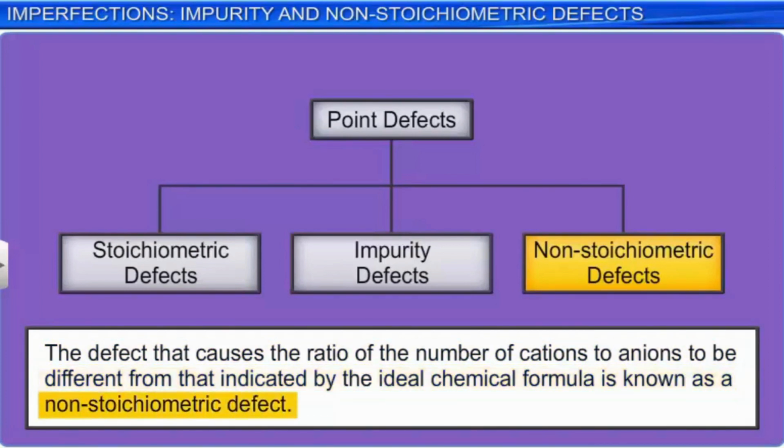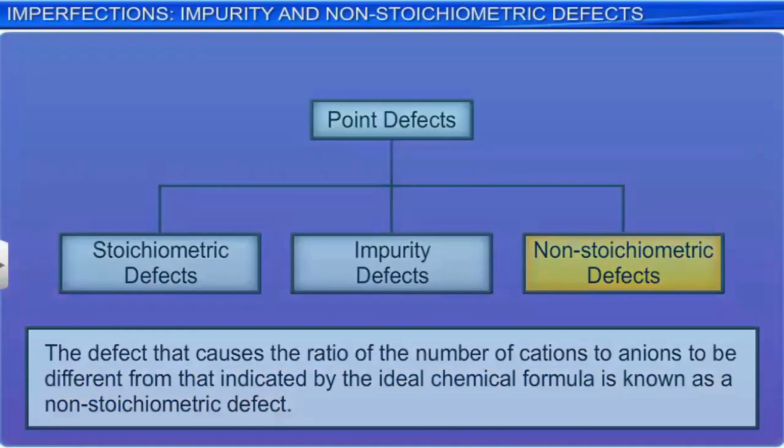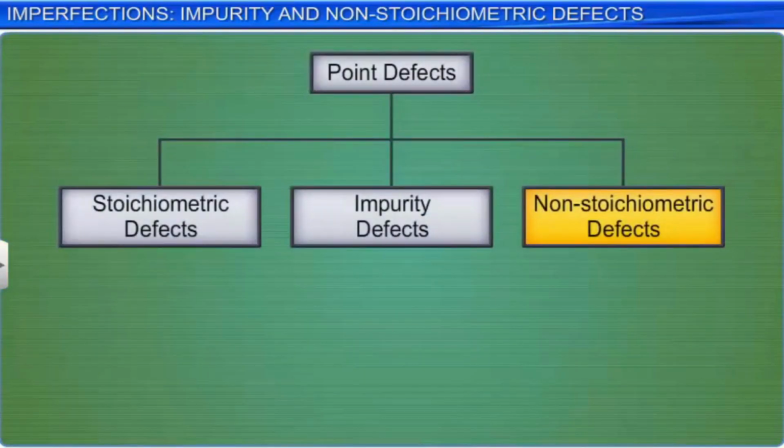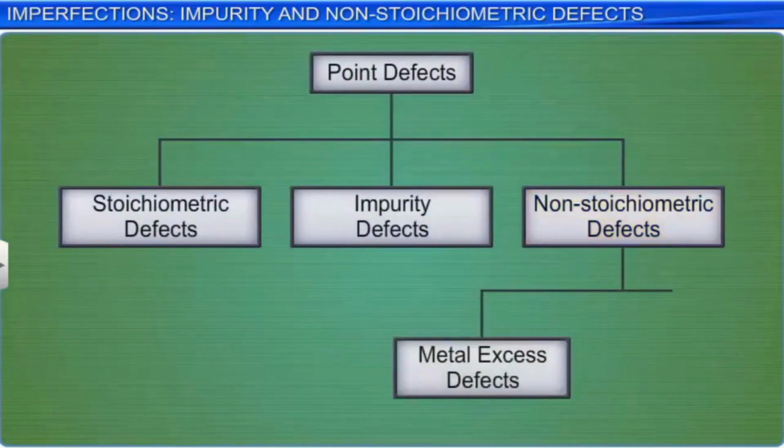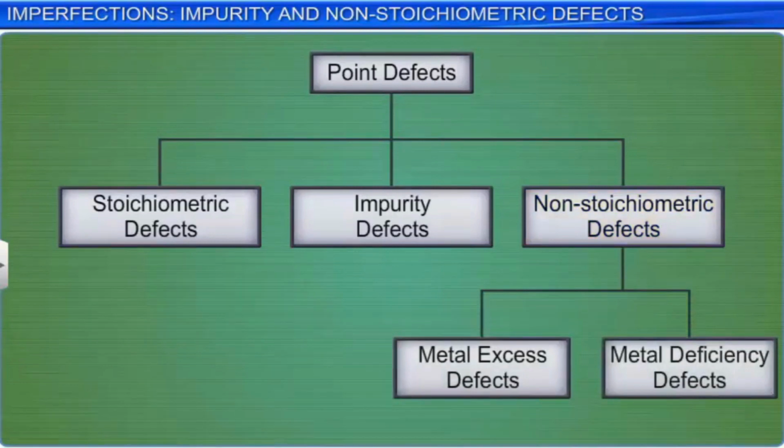Non-stoichiometric defects are of two types: metal excess defects and metal deficiency defects. Let's first discuss metal excess defects.